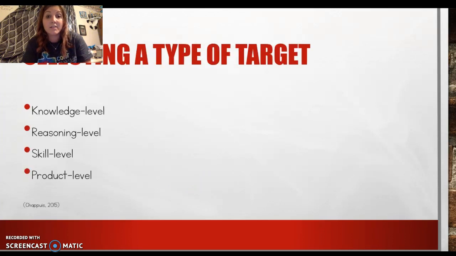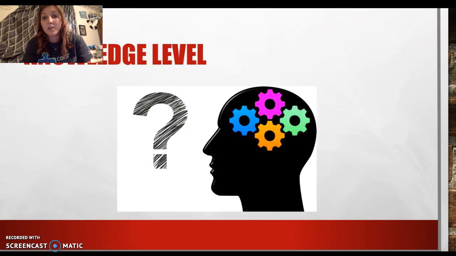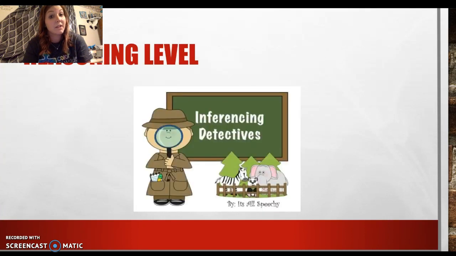So selecting the type of target that you're going to use. When selecting a learning target, we must know if it's a knowledge level, reasoning level, skill level, or product level target that we're looking to assess and address with our students. So the knowledge level targets, recalling knowledge, information, or a series of steps. Students are asked to identify steps of a series or recall information. Many times it's seen as lower level thinking, but it's really not because they still have to recall information and tell us a series of steps.